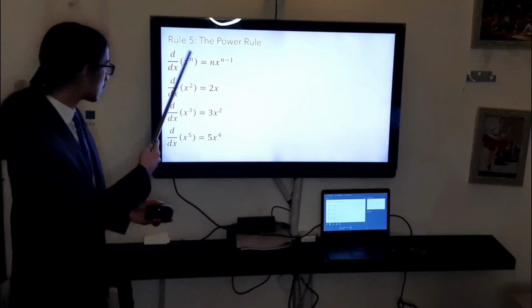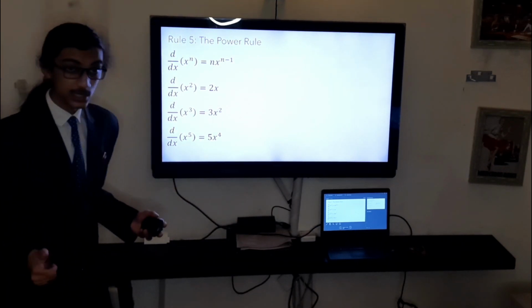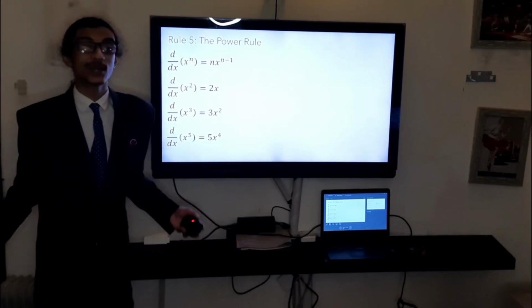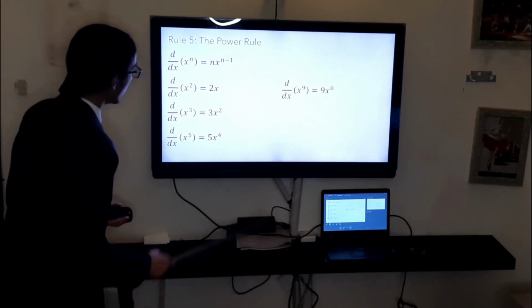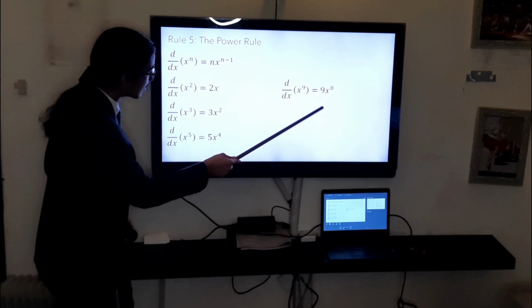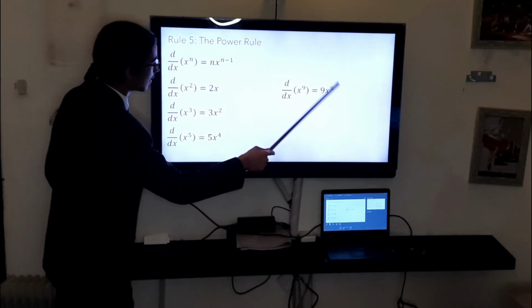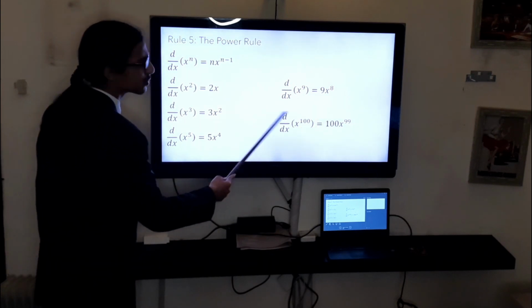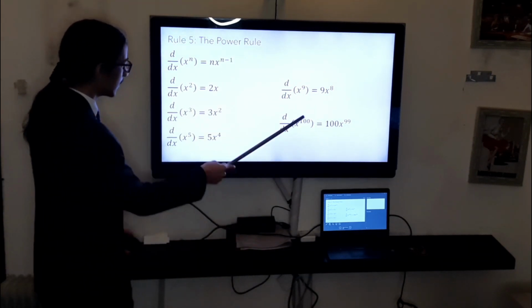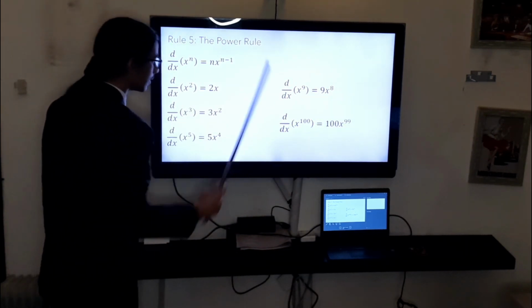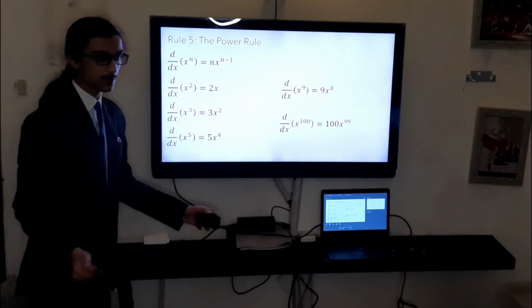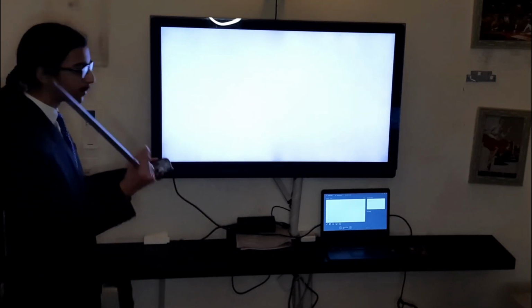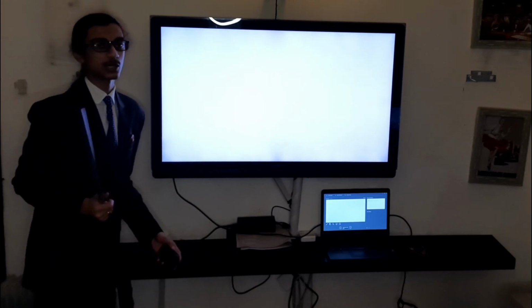Now we've been using whole number powers, but interestingly enough, this works for negative and fractional powers as well. You'll see why. So let's also try one more. The derivative of x to the power 9 is going to be 9x to the power 8. Let's try a really big one. We can bring it down and reduce it by 1. This works no matter how big the power is. So we bring 100 down and reduce it by 1 to 99. 100x to the power 99. Perfect.